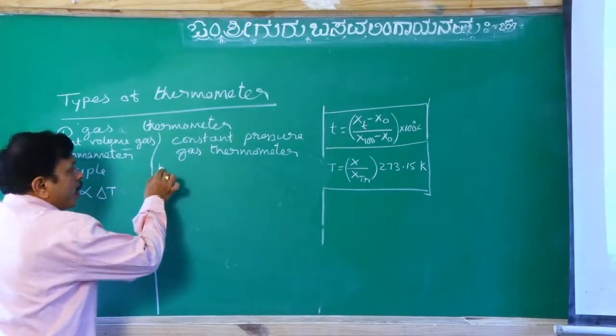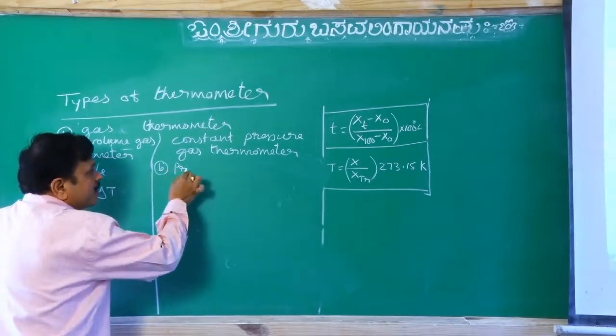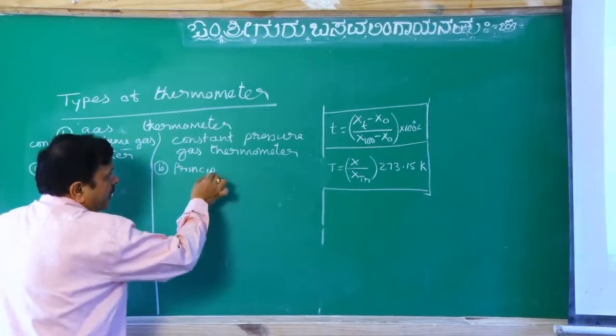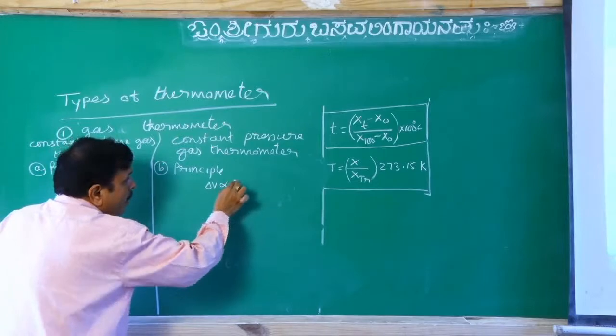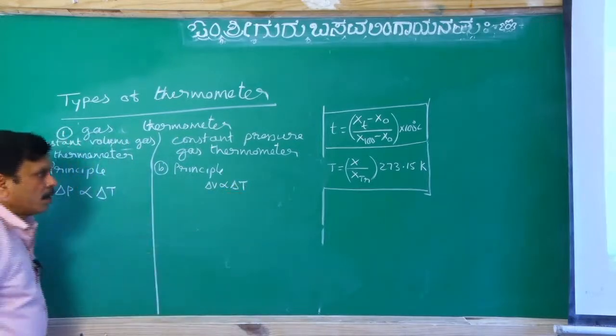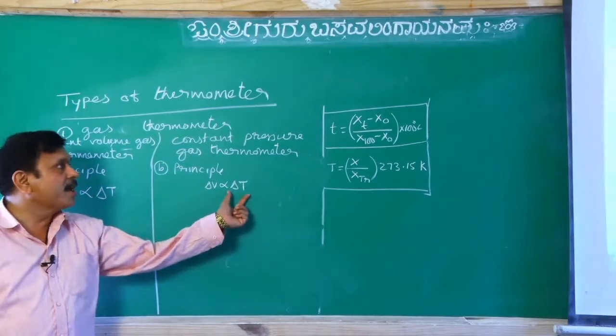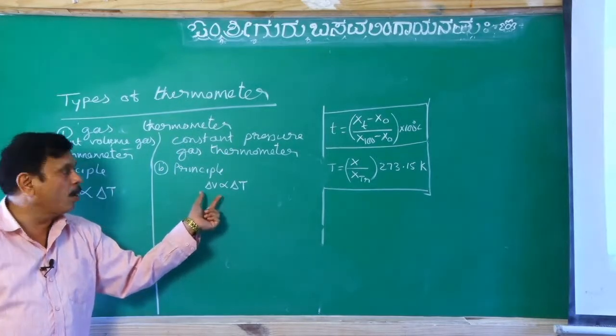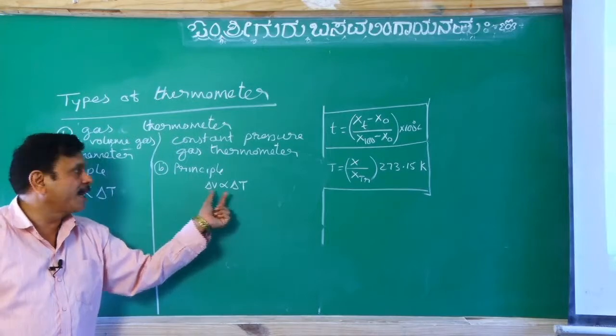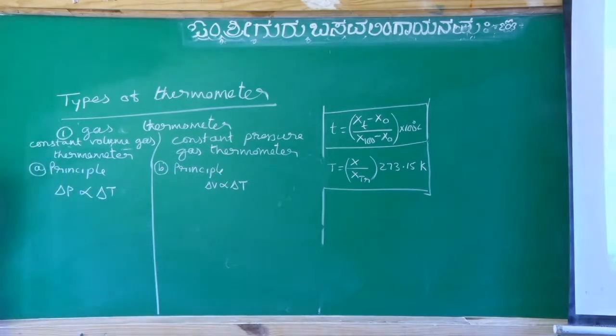And the principle of the other one is the opposite of it. So we are keeping pressure constant, and volume will change. With an increase in temperature, keeping pressure constant, volume will increase. The change in volume is directly proportional to the change in temperature.